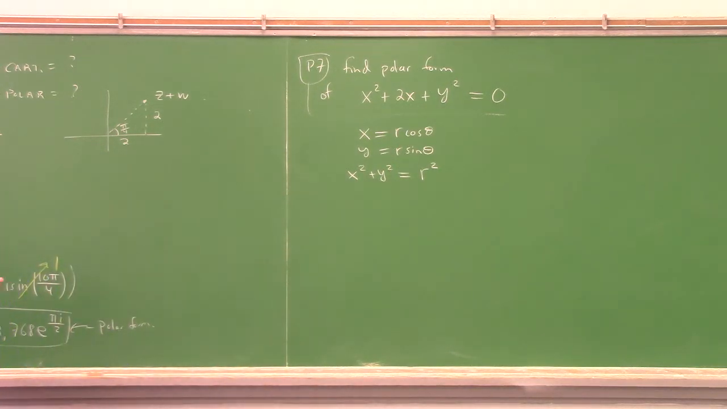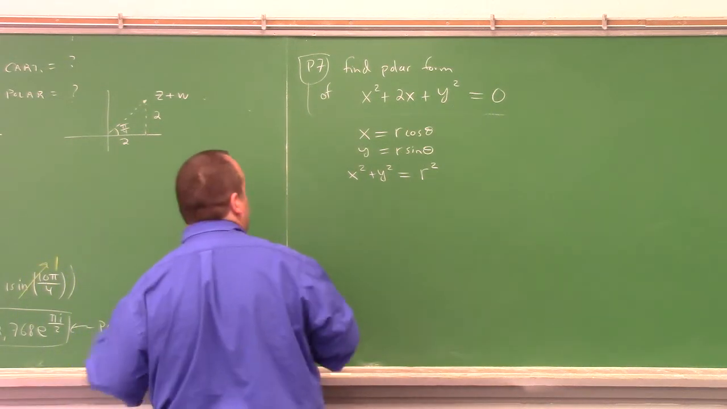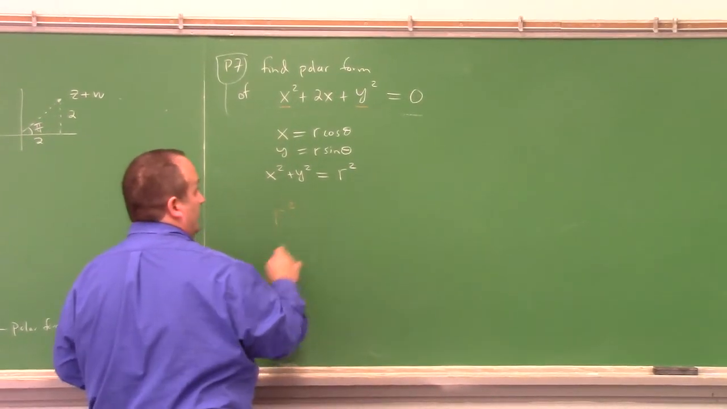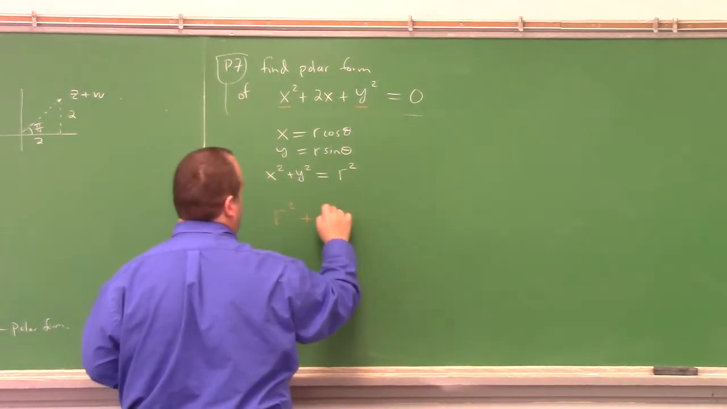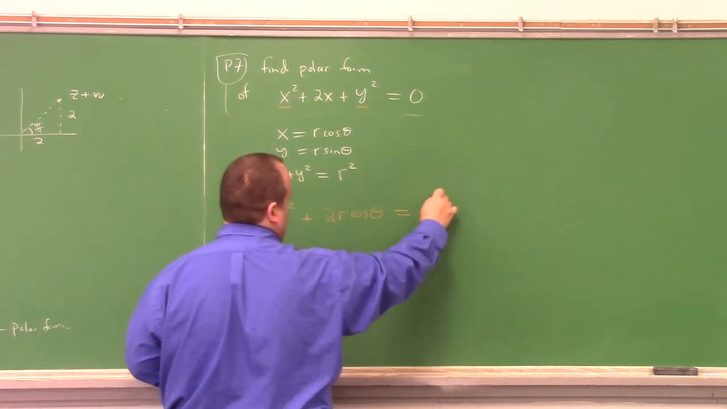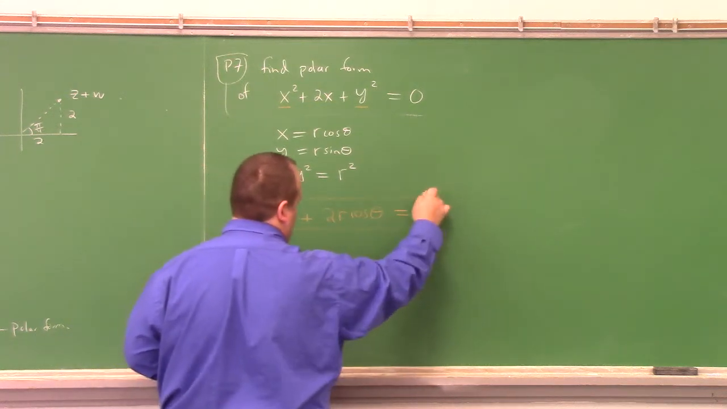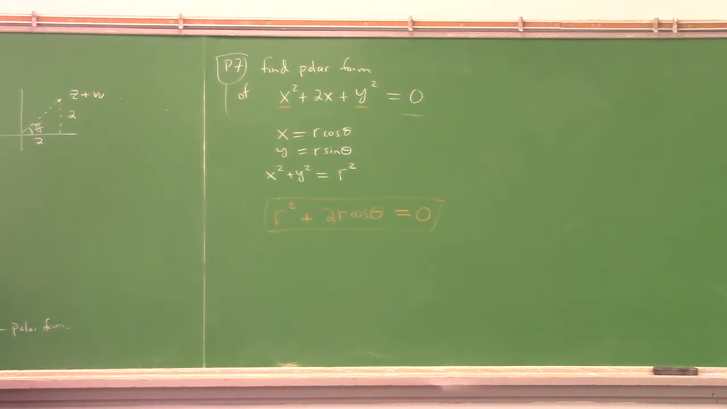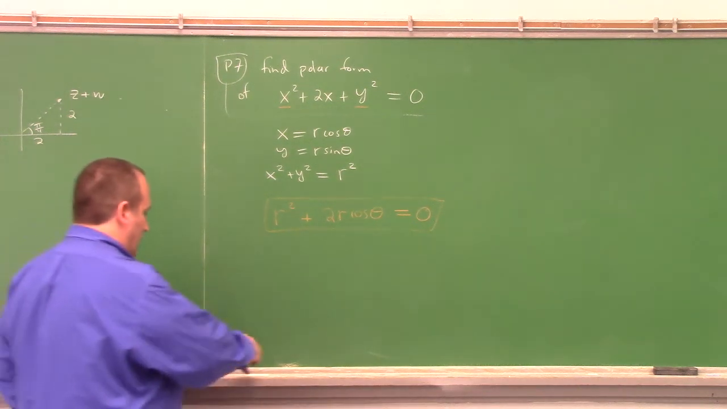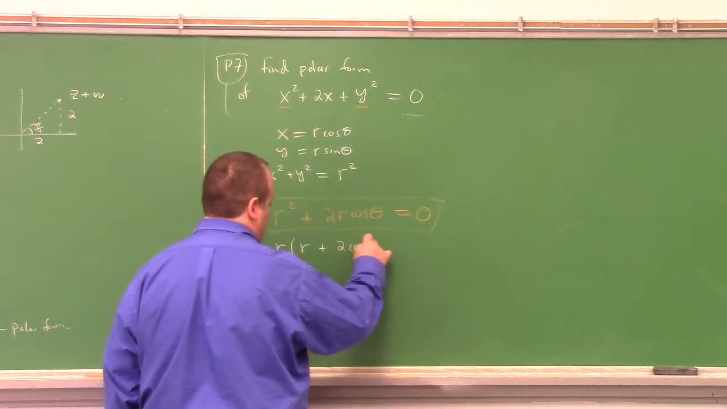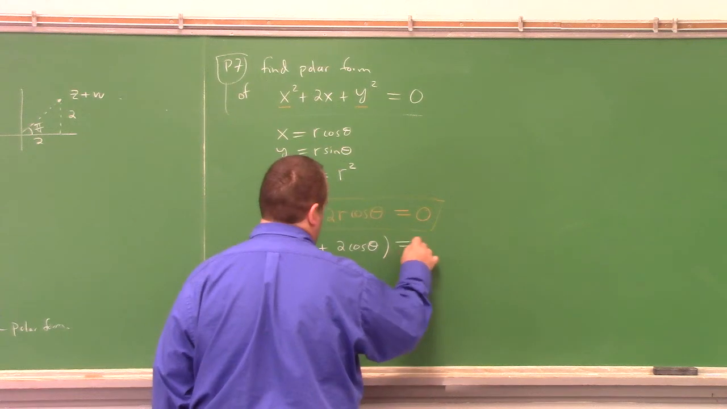So as I look at this problem, this x squared and this y squared gives me an r squared, and then plus 2x, which is 2r cosine theta. There you go. That, my friends, is the polar form of the equation. You could stop there if you wanted. If you wanted to further analyze this, it's interesting to do that. This is r times r plus 2 cosine theta equal to 0, right?